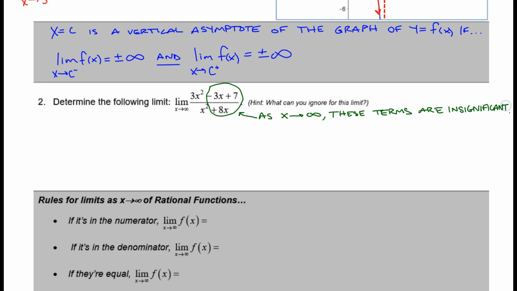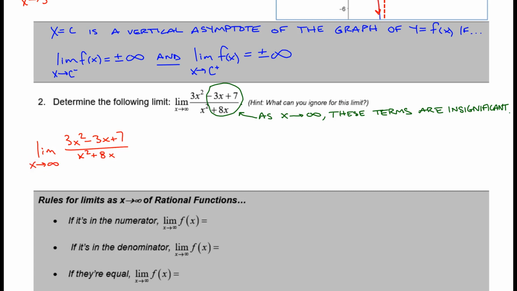So another way to think of that is the 3x squared term grows much faster as x goes towards infinity than minus 3x plus 7. And that's because the quadratic grows a lot faster than the linear or the constant term. In fact, the constant term, plus 7, doesn't grow at all. Think of the same idea in the denominator. The x squared grows much faster than the 8x. So we can really ignore those terms. And that's going to give us a problem that looks like this.